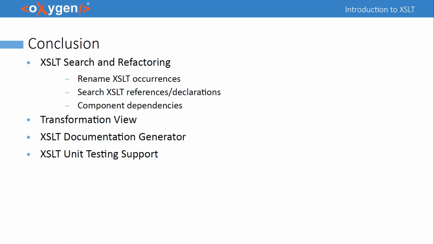I didn't go into many details because there are a lot of things there, but I presented some of the things that I thought it's an introduction. So you can also use the transformation view to see the transformation scenarios and run them. The documentation generator helps you to generate this HTML documentation that is very nice with links, and you can create test cases, unit test cases for your style sheet, and you can run it from Oxygen.